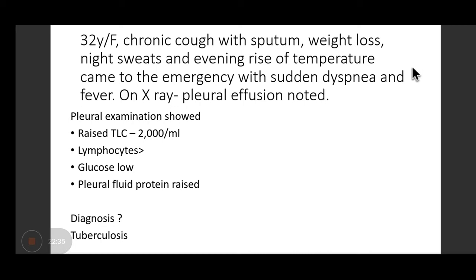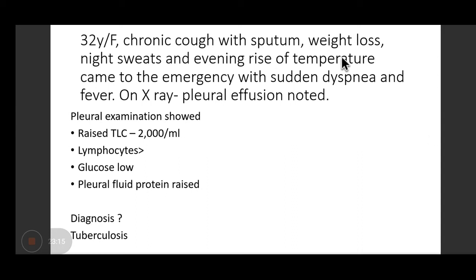So now this is the question. A 32-year-old female presenting with chronic cough, which is associated with sputum. There is weight loss, night sweats, evening rise of temperature. She's come to the emergency with sudden dyspnea and fever. On X-ray, we noted pleural effusion. So we did the pleural tap, and when we examined that pleural fluid, it had raised TLC, that is 2000. Lymphocytes were more, glucose was low, pleural fluid protein was raised. Okay. Diagnosis, tuberculosis.